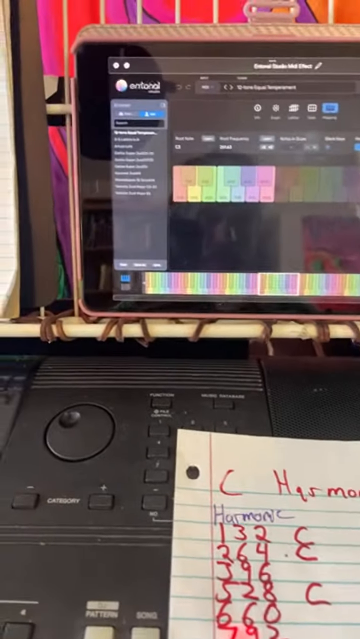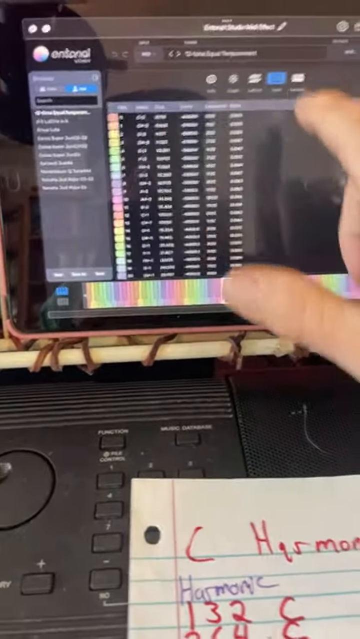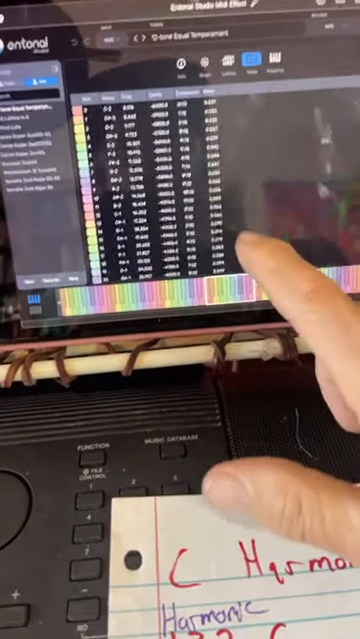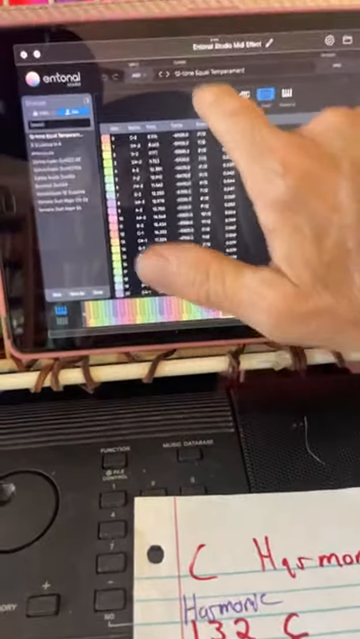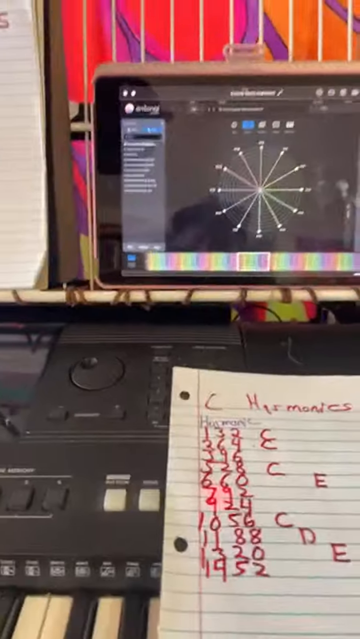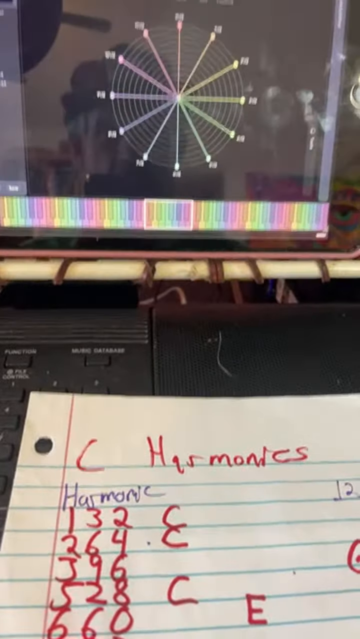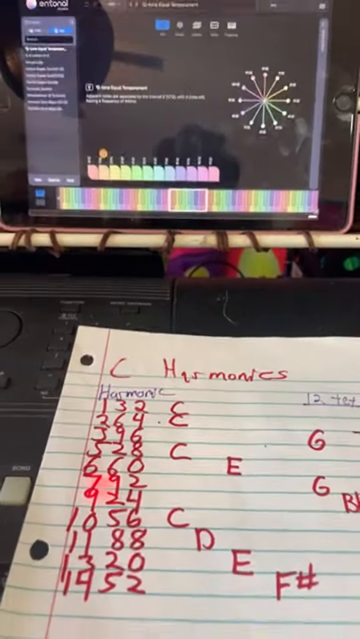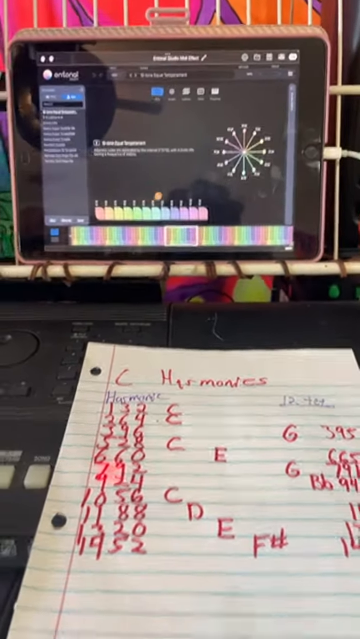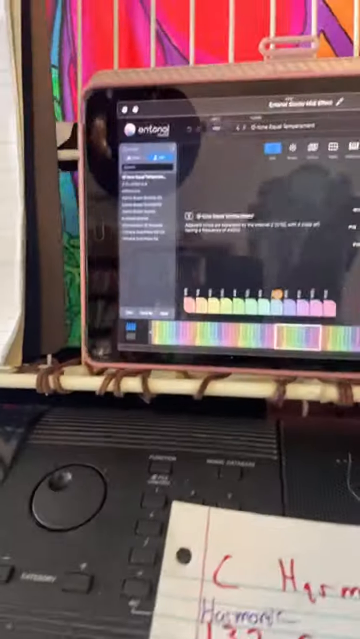But okay, so, pardon me. So this is 12 tone equal temperament. Everything's equal. I just want to show you one more little graphic in this right here. See how these are all equally spaced? So that's how it works, 12 tone equal temperament.